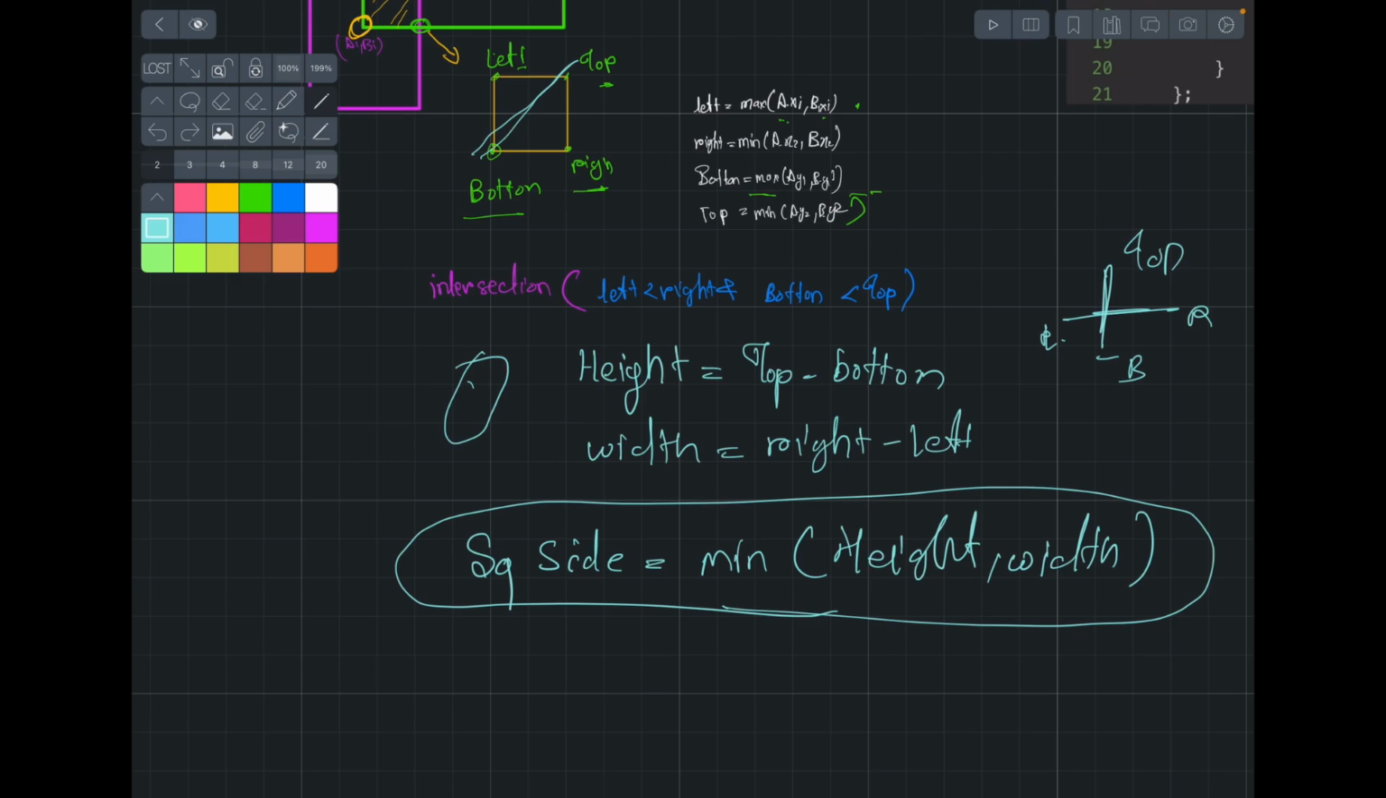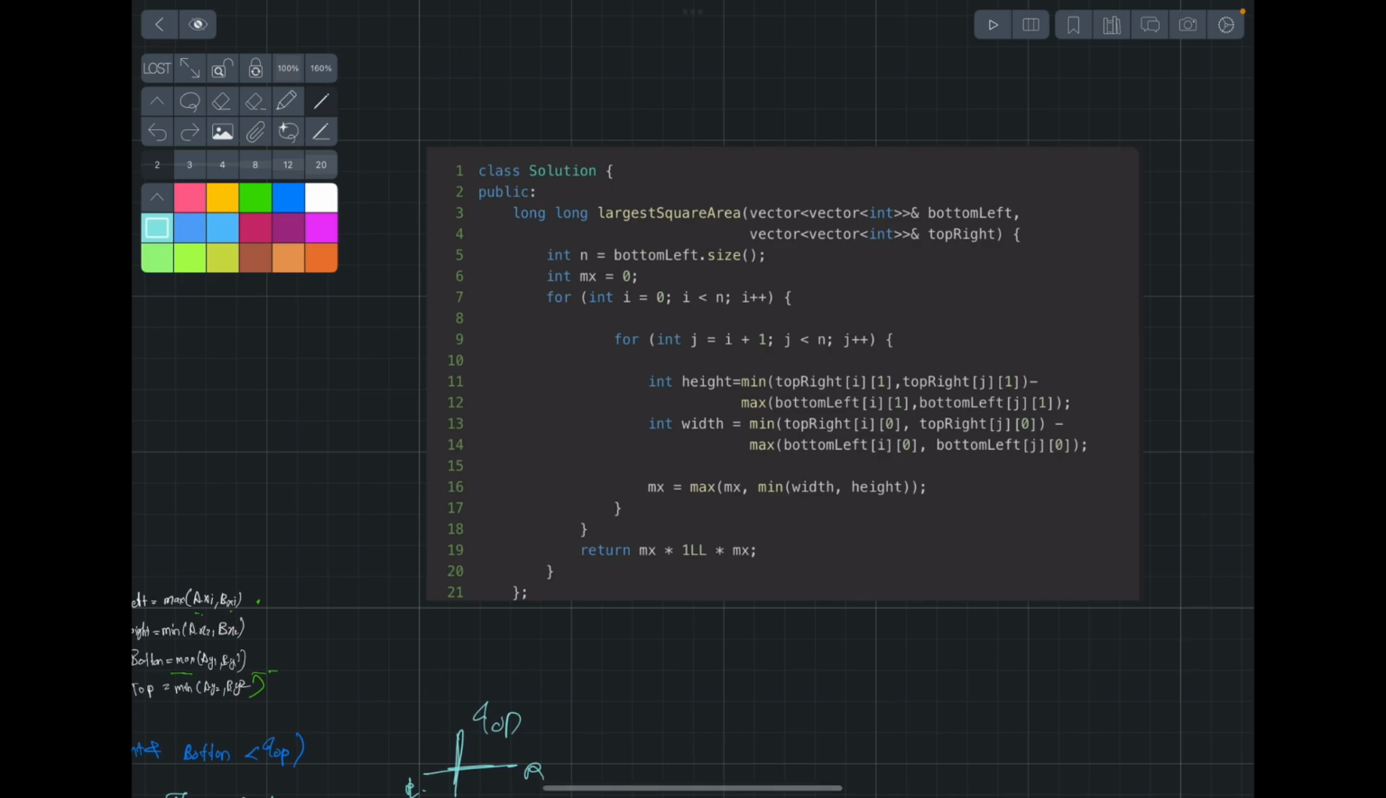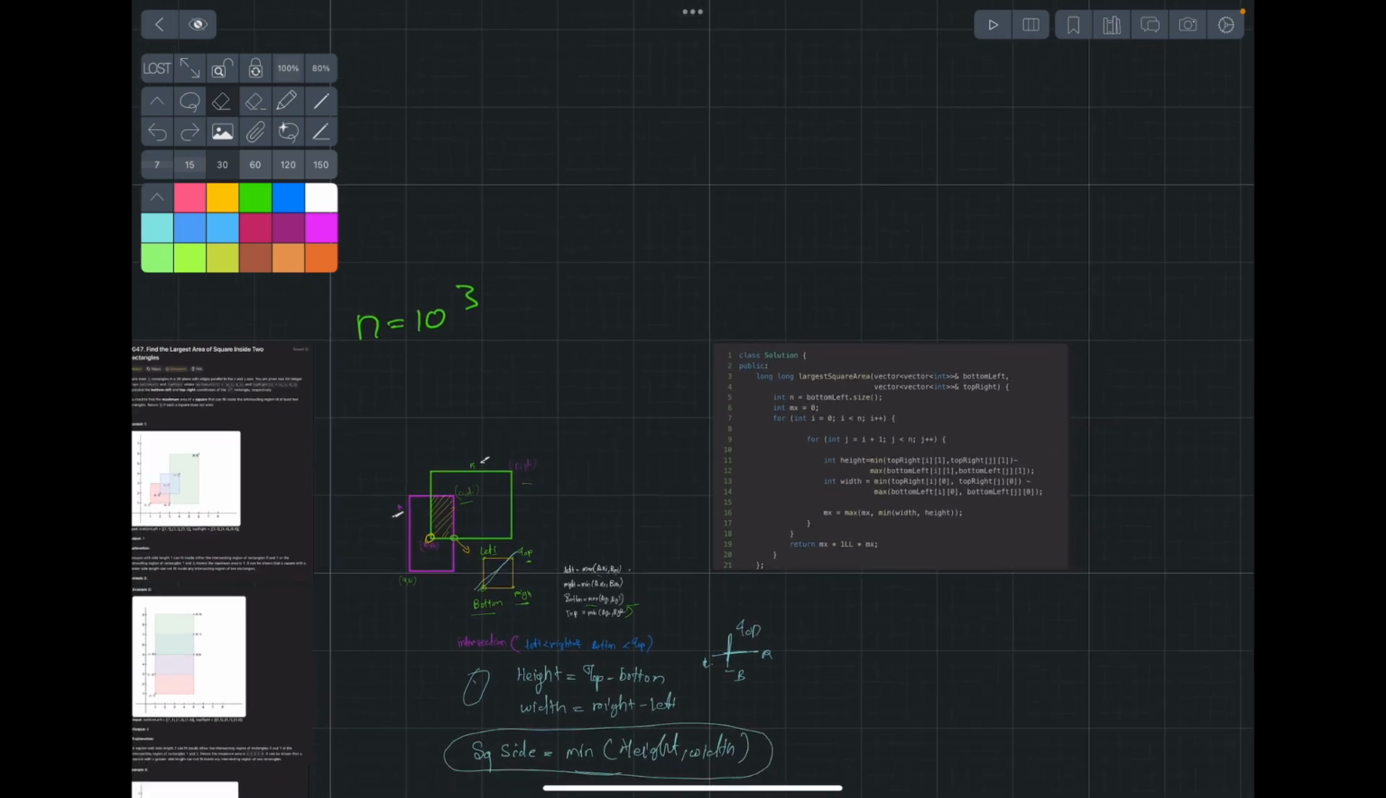Okay, we will see the code. See, I have taken height as top minus bottom, and width as right minus left. We compute the side of the square for now. We maintain a maximum which will contain the maximum side for all the pairs of rectangles, and we will return the maximum area. Thank you.